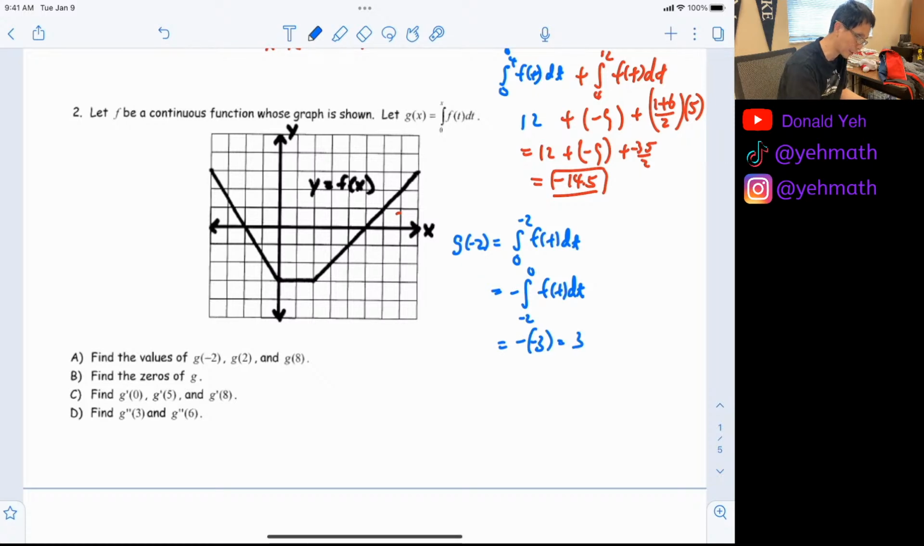So it's equal to 3, because this is below the x-axis, so that's -3, and there's a negative sign in front, so that's changed to +3. Does that make sense? Yes.